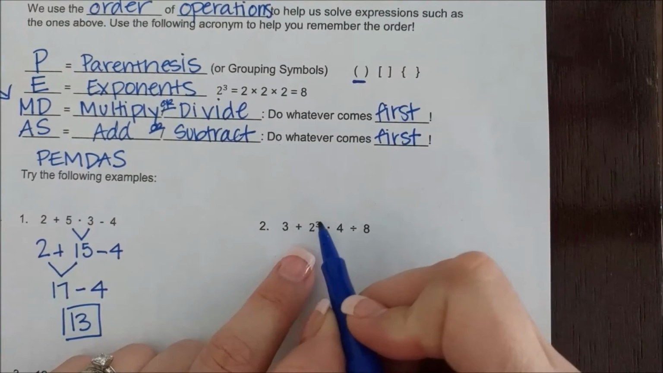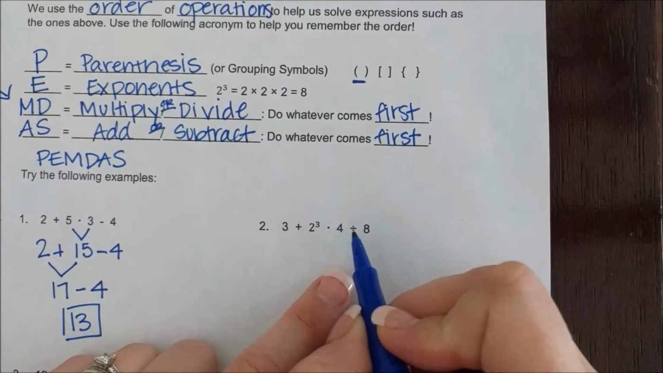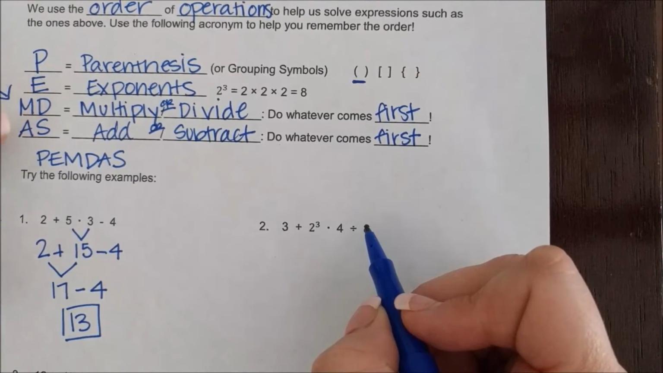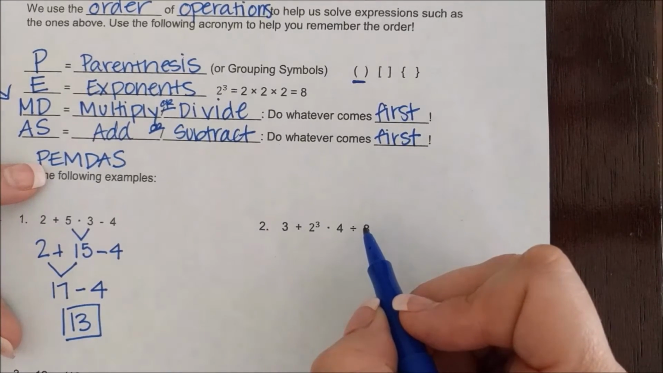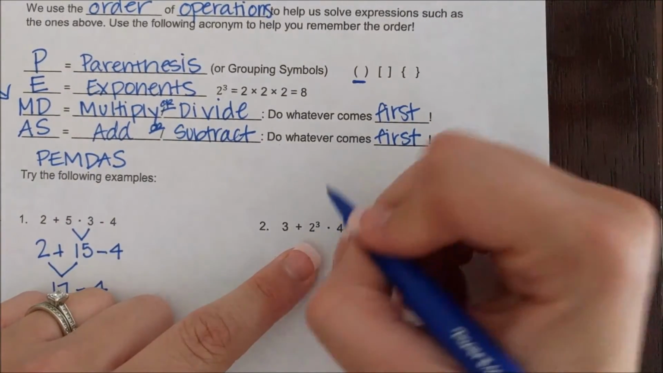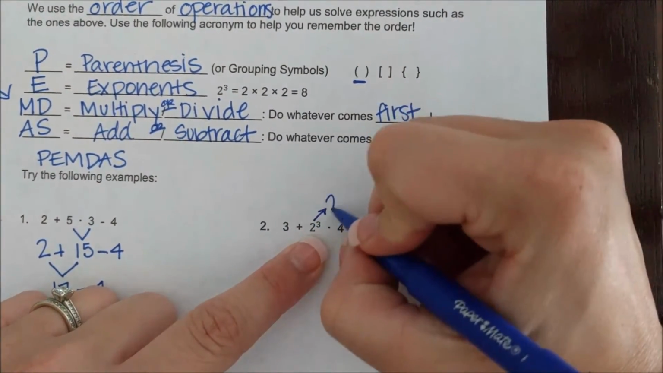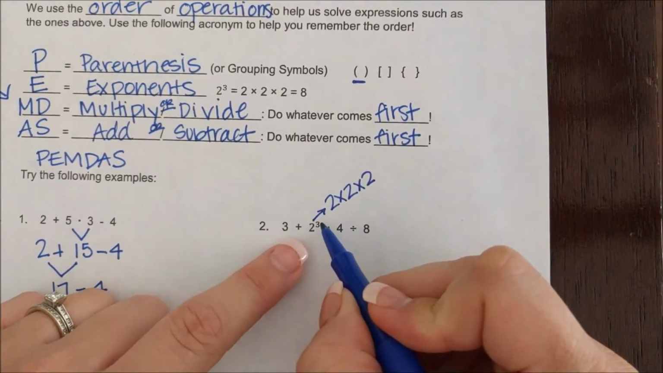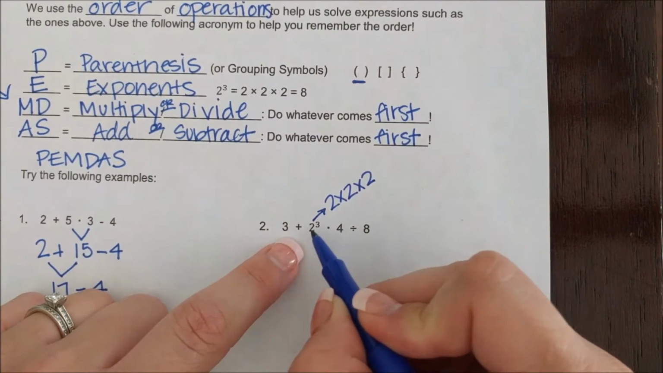3 plus 2 cubed times 4 divided by 8. Well, let's follow PEMDAS, our order of operations. Do I have any parentheses, the P? Nope. Do I have any exponents? Ooh, yes, right here, 2 cubed. Now remember, 2 cubed is the same thing as saying 2 times 2 times 2. The exponent tells us how many times to multiply the base.